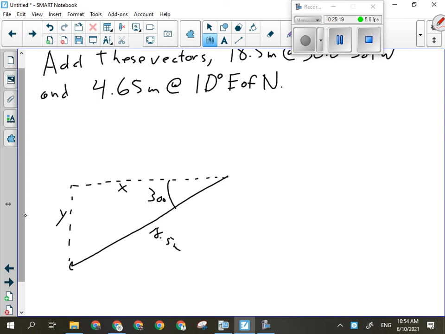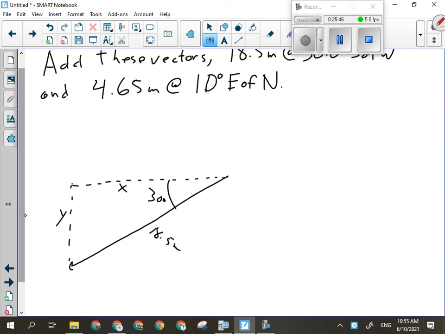and then our next one is going to be 4.65 meters at 10 degrees east of north. So it's going to go up and back against itself, so it's going opposite it completely. So what I have to do is kind of figure out, is it going to get past here? Is it going to be down here somewhere? Okay, and all I have to do is look at this. This is why I picked a 30 degree angle, because the sine of 30 is what? 0.5, right?